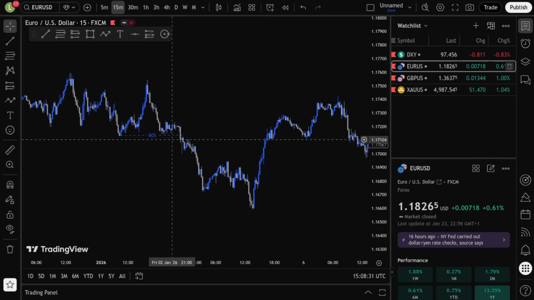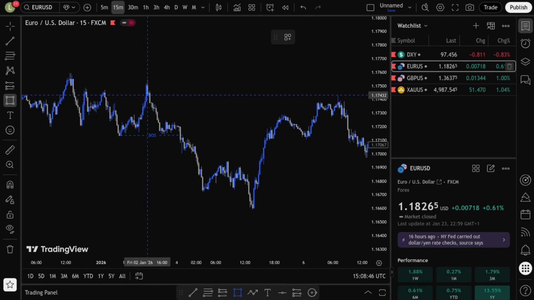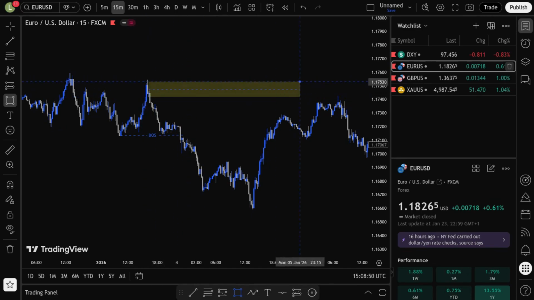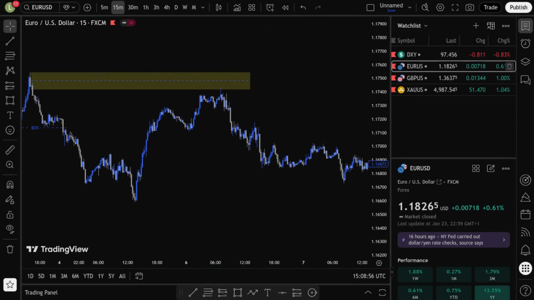In this case, this is our break of structure. After our break of structure, the next thing we want to mark out is the origin that caused that break of structure. That's how we do it in smart money concept. This order block is the origin that caused our break of structure.